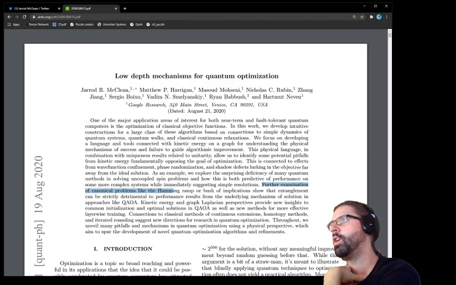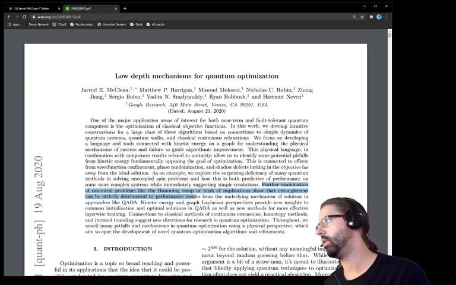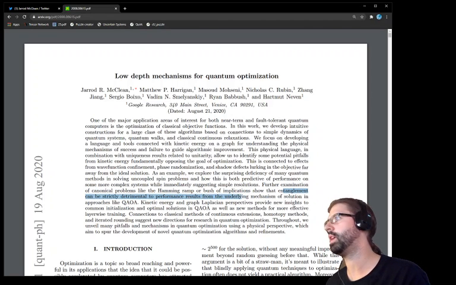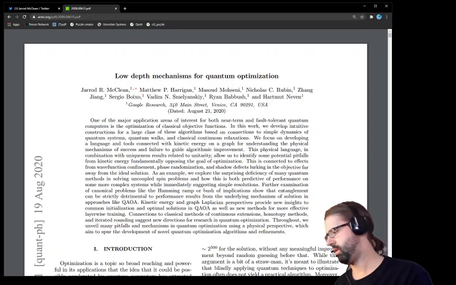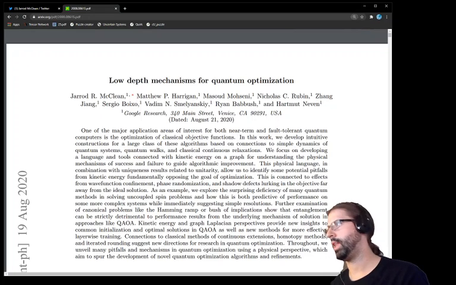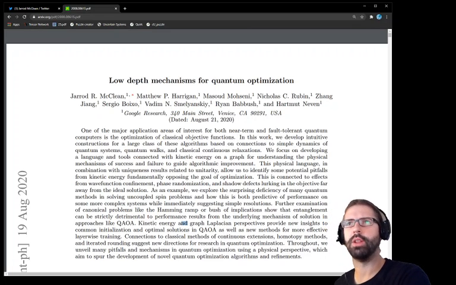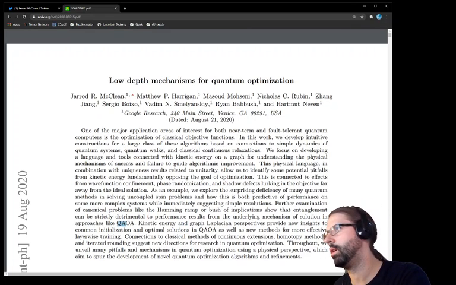Further examination of canonical problems like the Hamming ramp or Bush of implications show that entanglement can be strictly detrimental to performance, resulting from the underlying mechanism of solution in approaches like QAOA. Interesting. So is this saying that entanglement can actually hamper the optimization? I thought that was something you actually wanted to have in your ansatz, right? In terms of having entanglement in there.